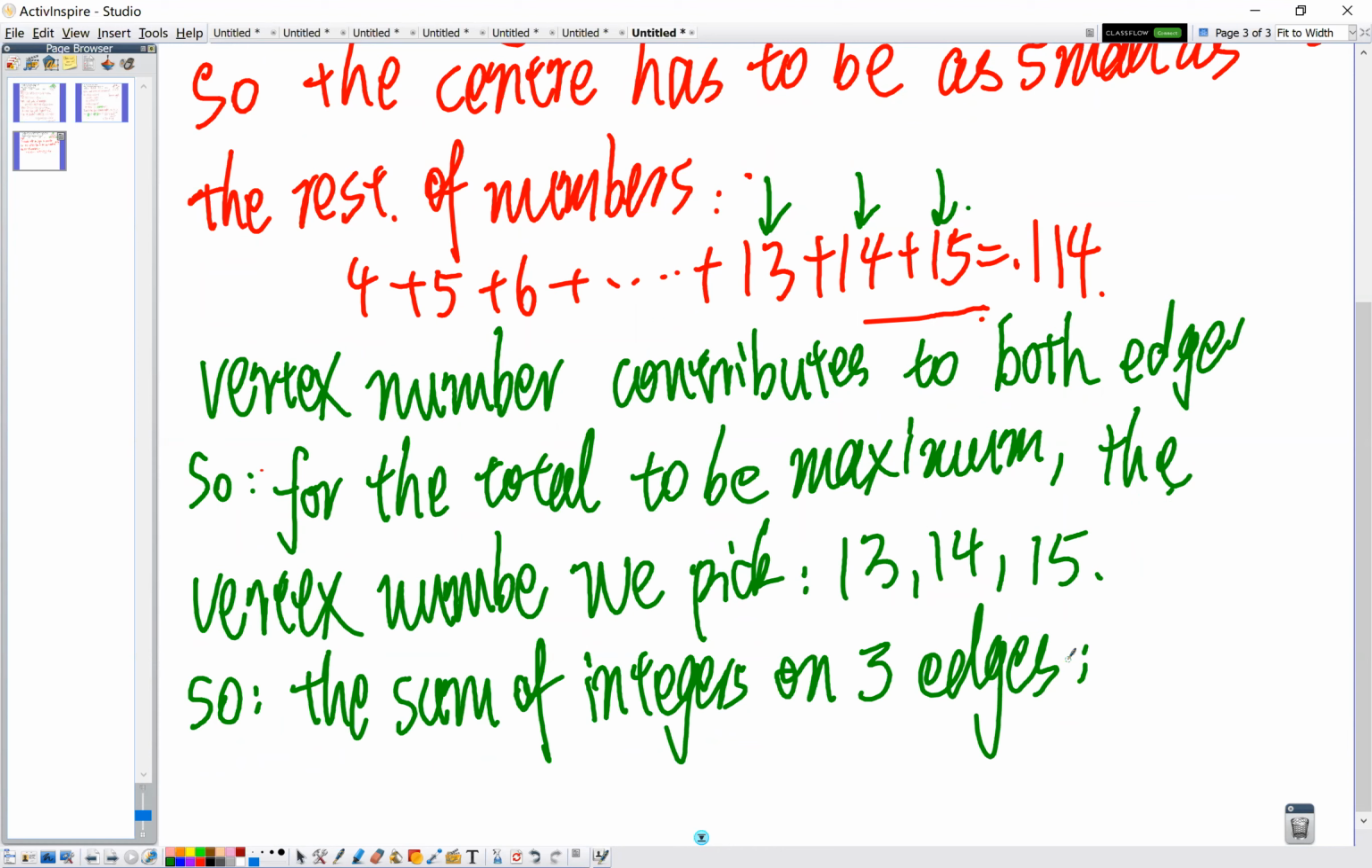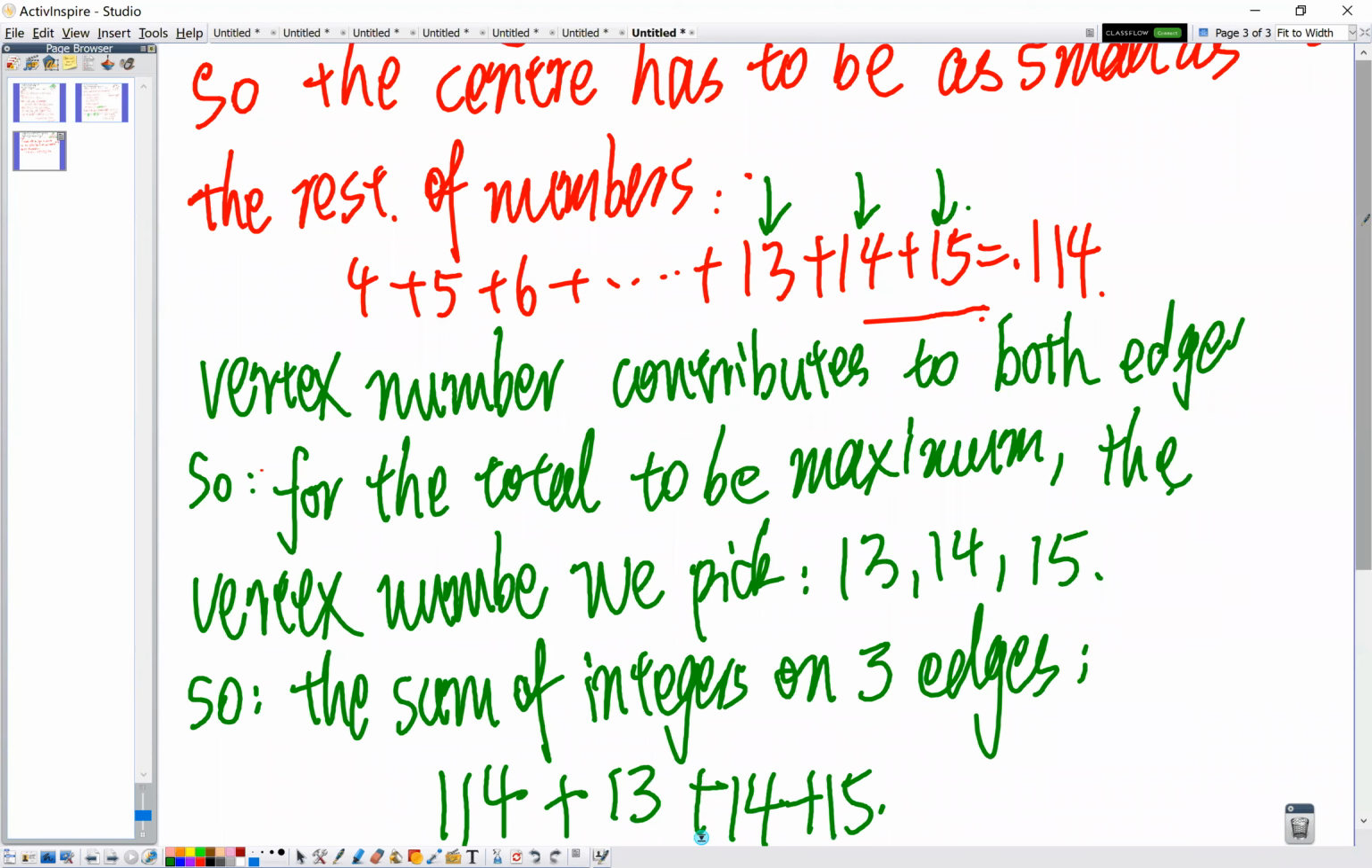On the 3 edges, we can get it like, how much is that? Anybody who can work this out? It has become 114 plus 13 plus 14 plus 15. Yeah, this is how you work it out.